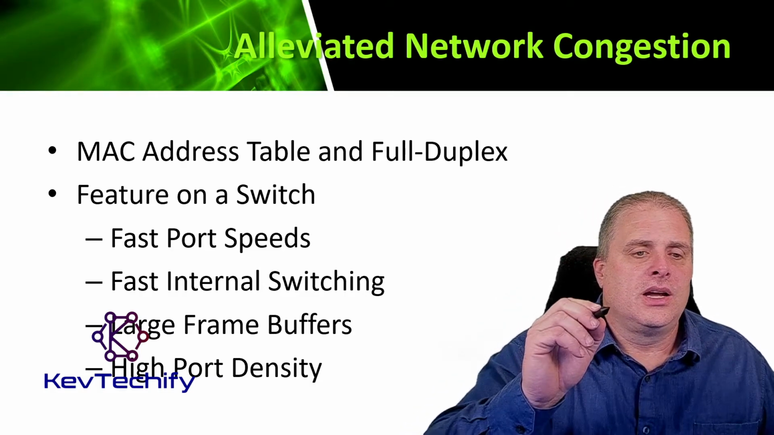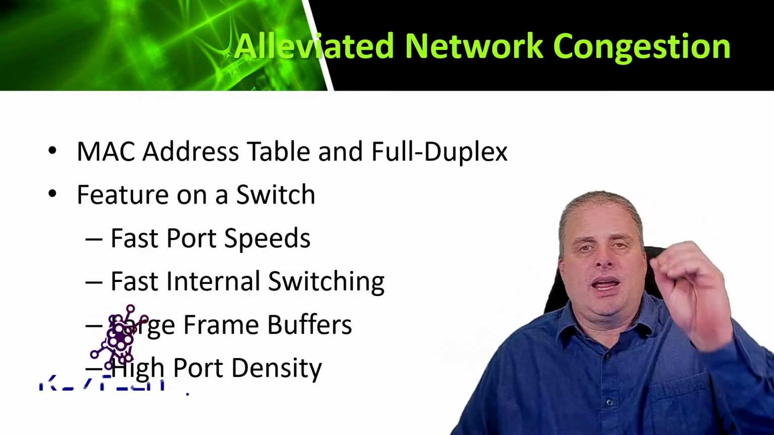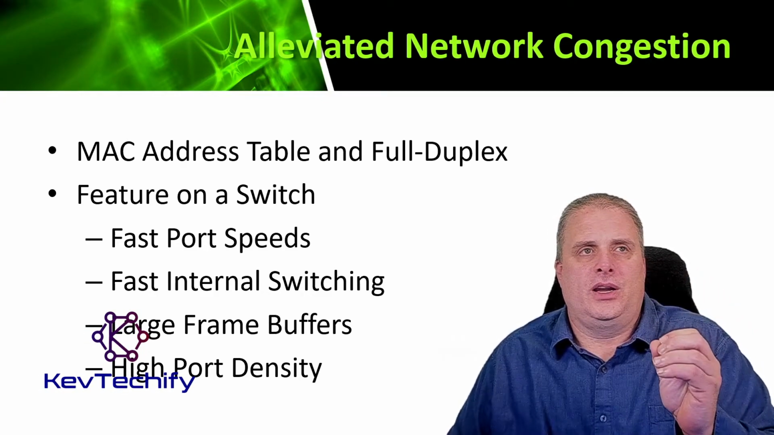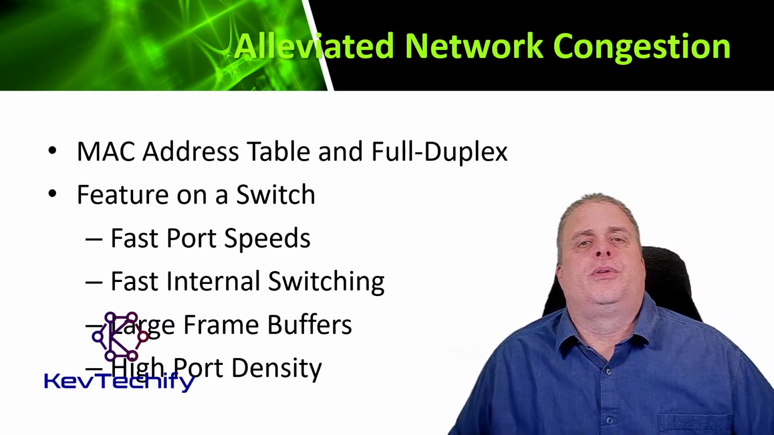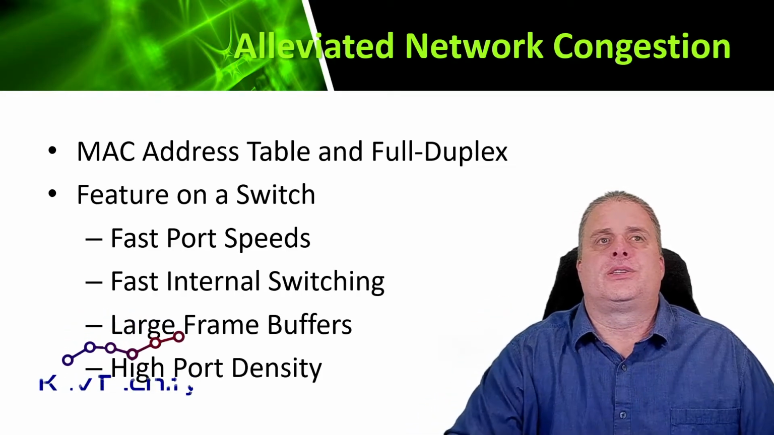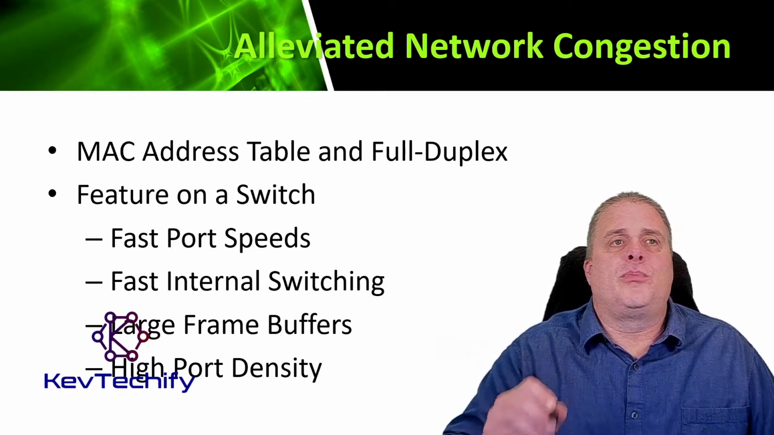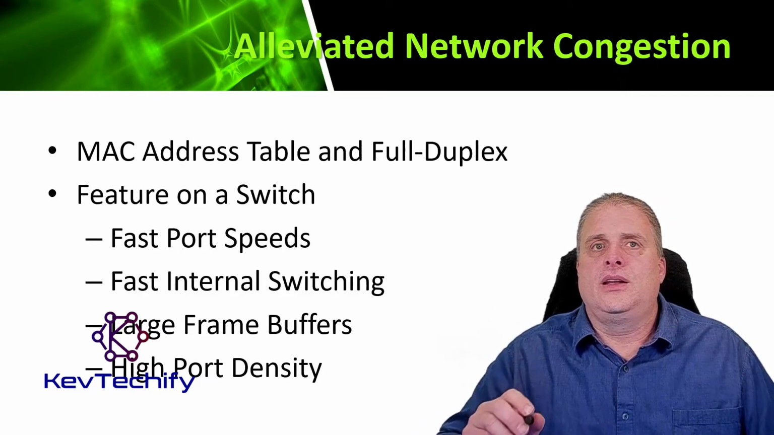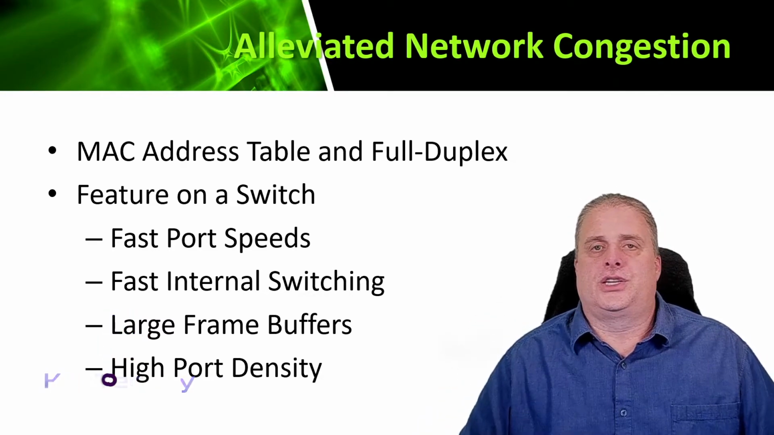The second thing that switches use is fast internal switching. They have ASIC circuits that are built specifically for forwarding frames. They use a fast internal bus and shared memory to improve their performance. They have large frame buffers. This allows for temporary storage while processing a large quantity of frames. And then finally, they have high port density. This provides many ports for devices to be connected to the LAN at less cost. It also provides for more local traffic with less congestion.